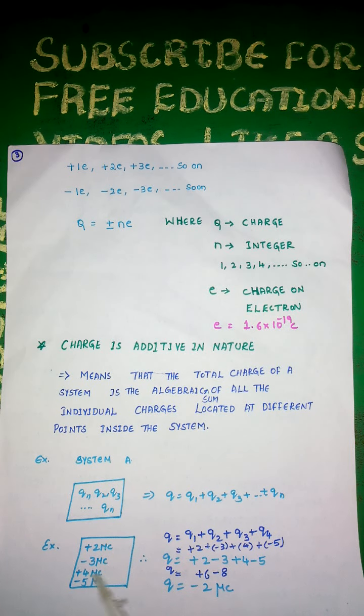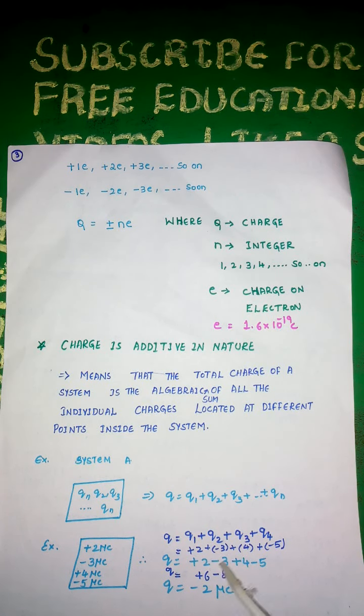Then what is the total charge? Q is equal to Q1 plus Q2 plus Q3 plus Q4. If I write so, plus 2, minus 3, plus 4, minus 5, then what happens here? Plus 2, this is plus 4, this is minus 3, and this is minus 5. So here plus 6 minus 8. So Q is equal to minus 2 μC, like this.